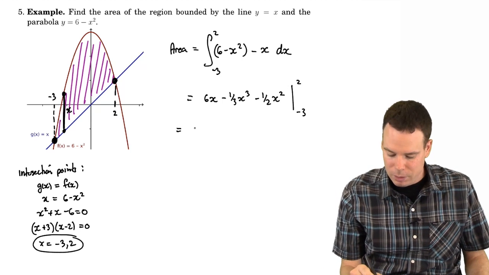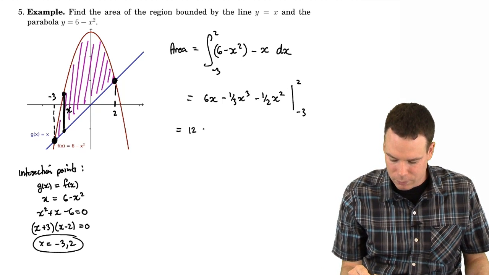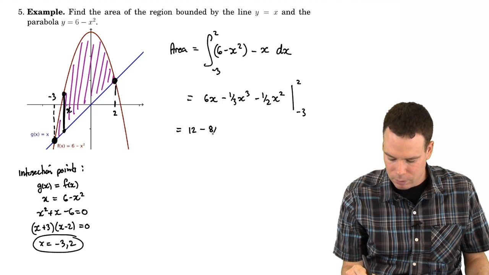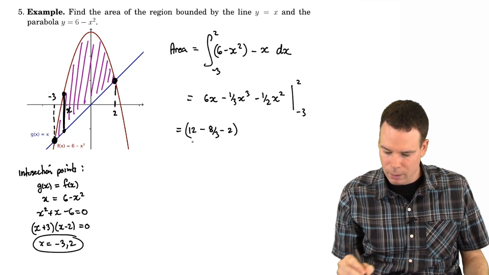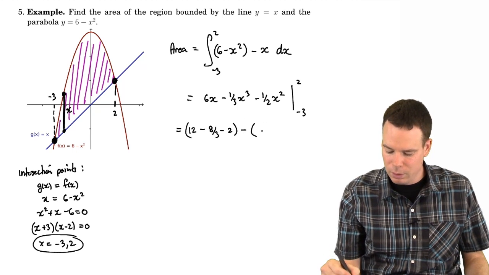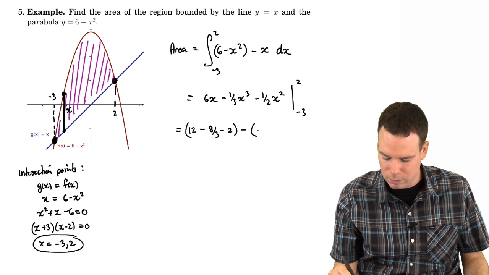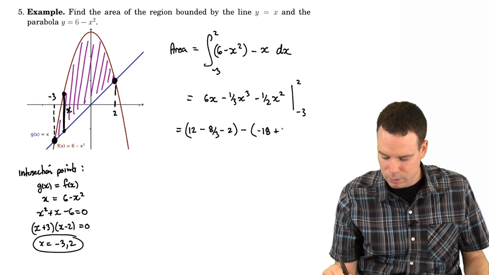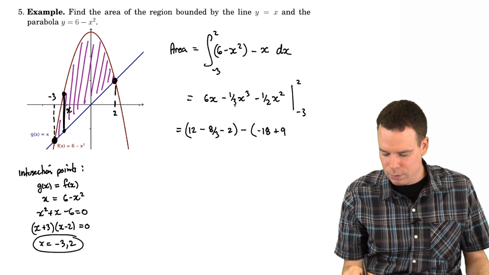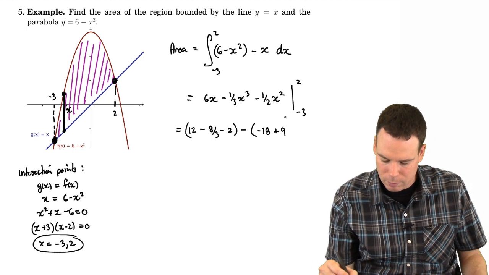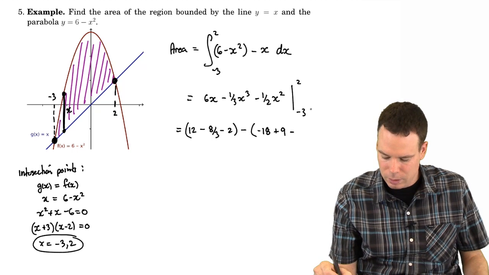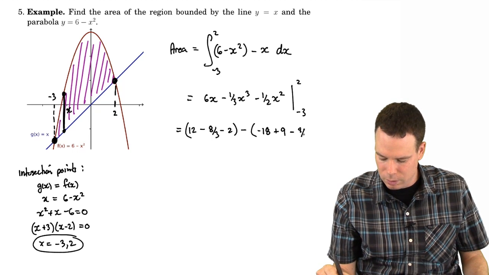Now we pop in the upper limit of integration. That becomes a 12 minus 8/3 minus 4/2, so that's 2. And take away the lower limit of integration as thrown in. So that's minus 18 plus, well, 27 over 3, that's 9, minus 1/2 3 squared, 1/2 9, or 9/2.